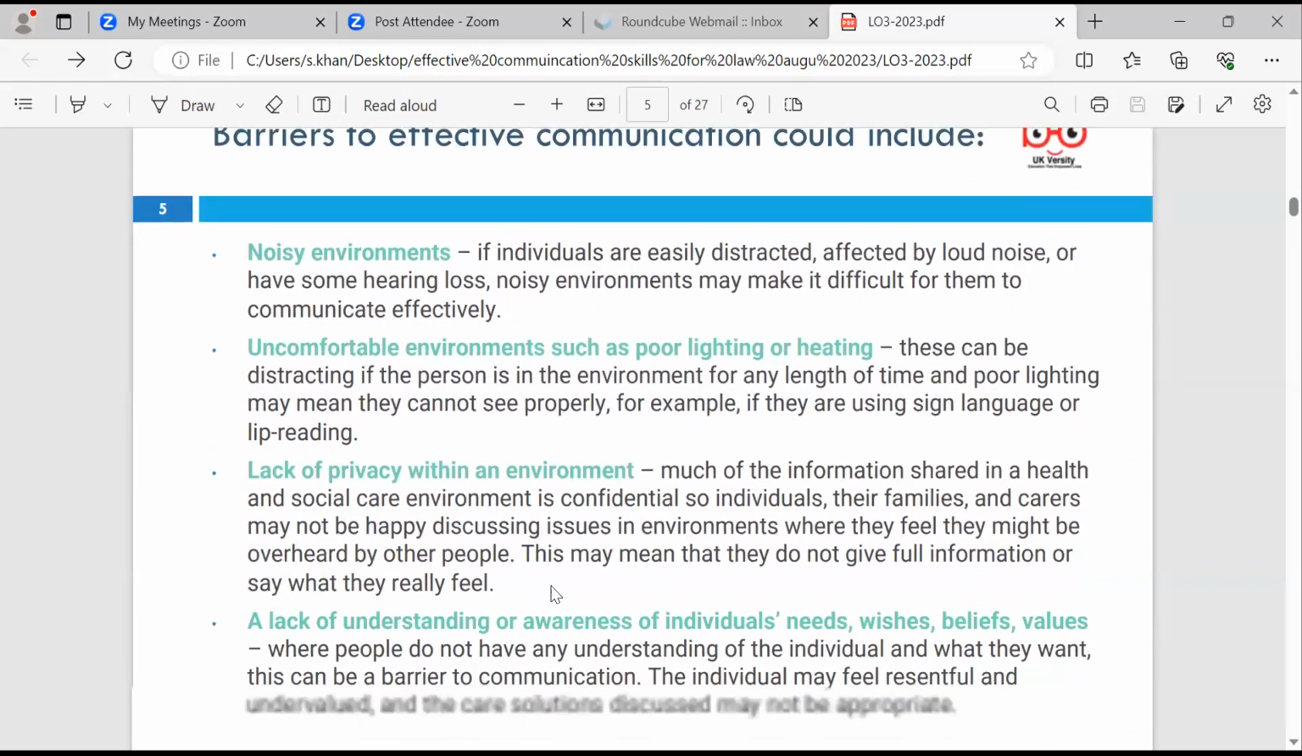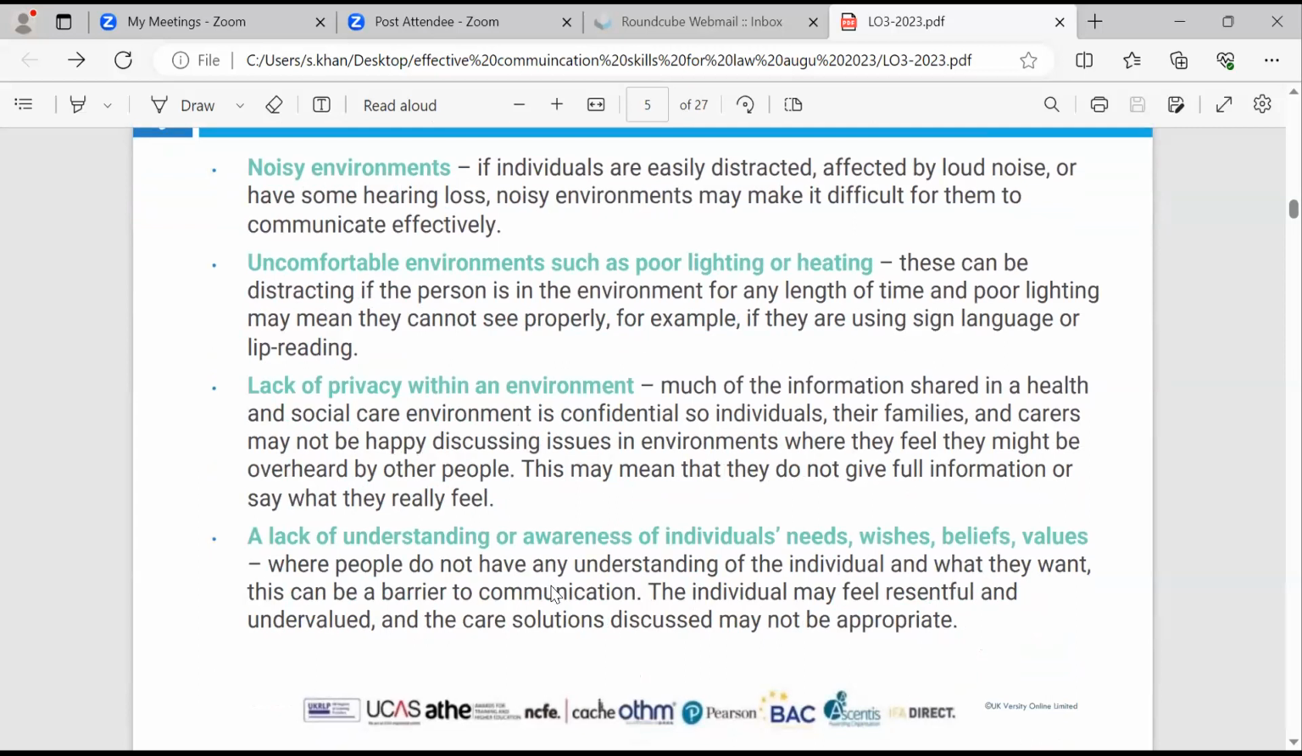Barriers to effective communication could include noisy environments. So if individuals are easily distracted, affected by loud noise, or have some hearing loss, noisy environments may make it difficult for them to communicate effectively. Uncomfortable environments such as poor lighting or heating. These can be distracting if the person is in the environment for a lengthy time period, and poor lighting may mean they cannot see, for example, if you're using sign language or lip reading.